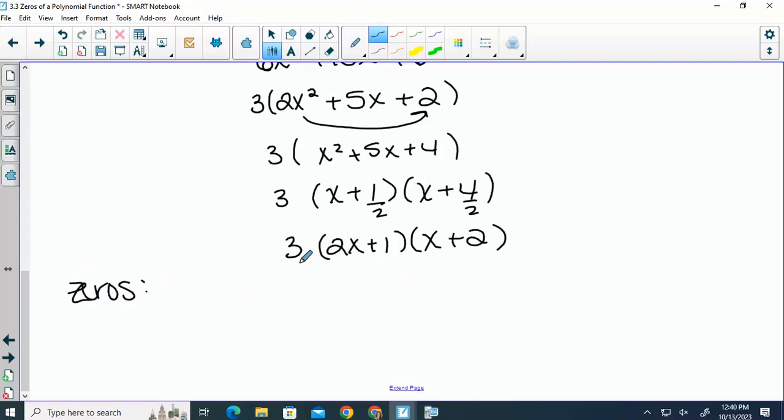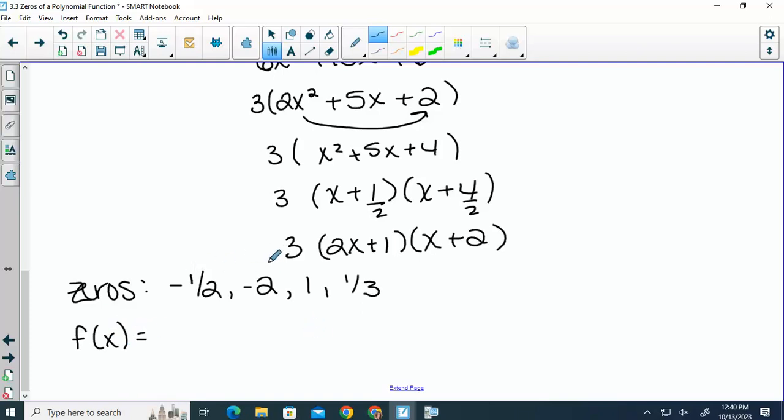My zeros. Does 3 ever equal 0? What makes 2x plus 1 equal 0? And -1/2 and -2 for those parentheses. What else do I need on my list? So all 4 of those were on my list at the beginning. My factored form, this is where it's a little bit trickier.